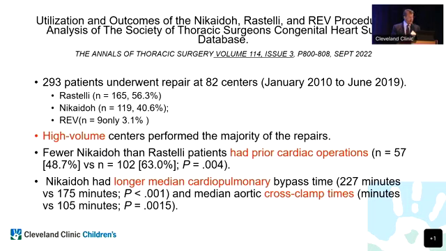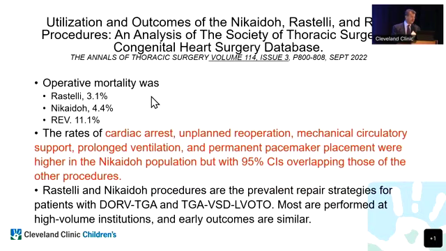Nikaido has a longer median cardiopulmonary bypass time and cross-clamp time. Again, it's documented by the STS database. The mortality is a bit higher, but not much, 3 versus 4. Rev, at least in this report, had high mortality. And if you look at all the other complications, they are all overlapping between the Nikaido and the Rastellis.